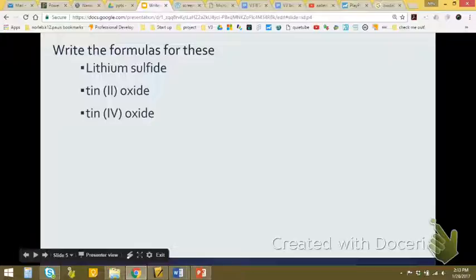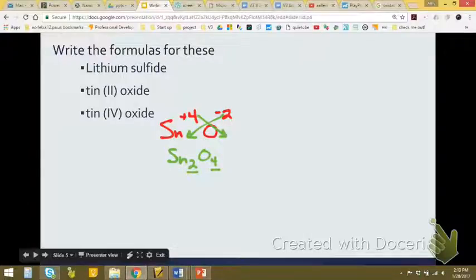Tin(IV) oxide is a little bit different. Tin(IV) is going to be a +4. Oxygen is still a -2. If we crisscross our oxidation numbers, we get Sn2O4. But if you notice here, these two can be reduced. They can both be divided by 2, and so our final formula becomes SnO2. Reduce if you can.